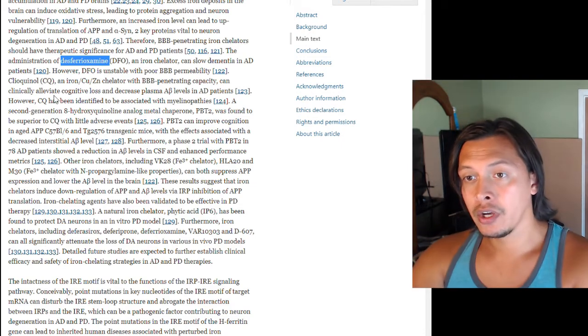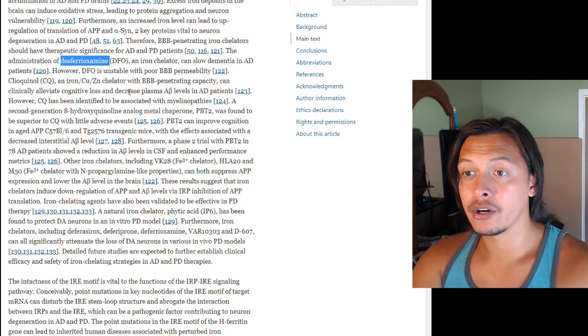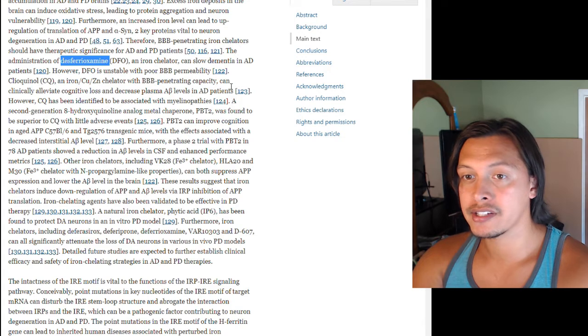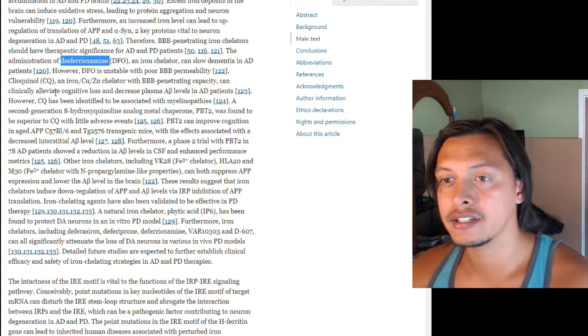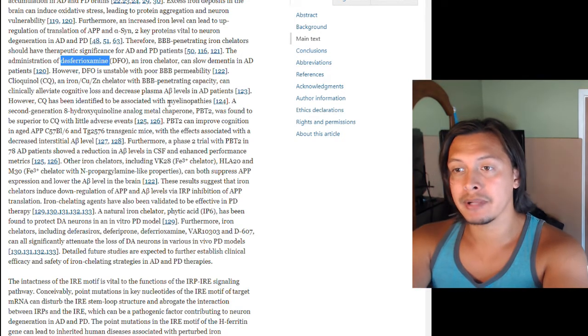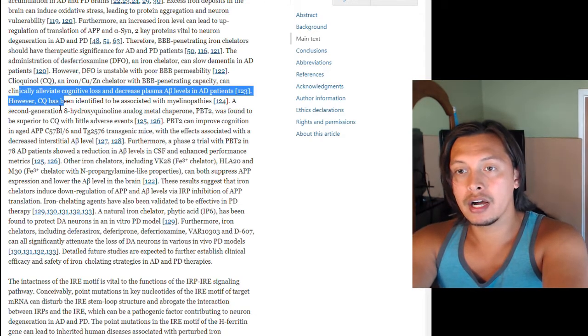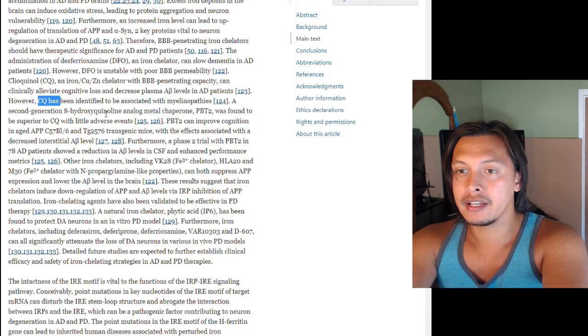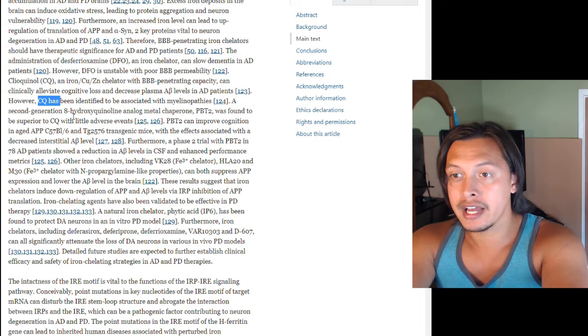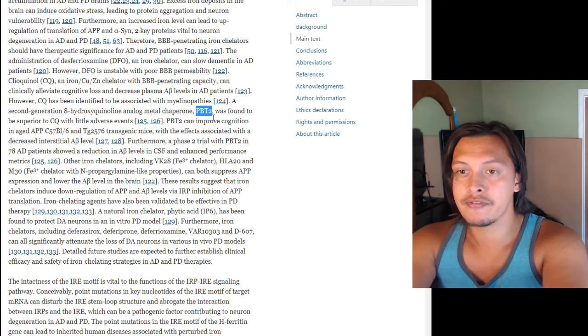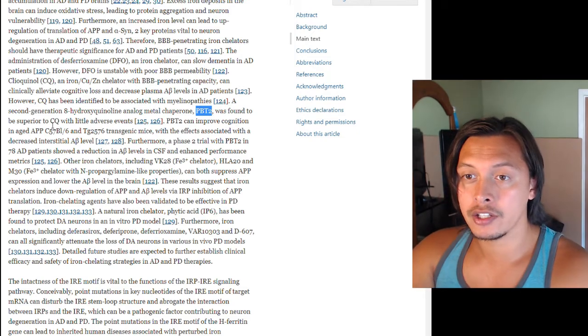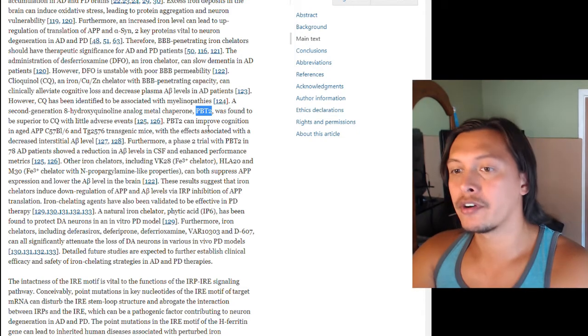So clioquinol, which is an iron, copper, and zinc chelator with BBB penetrating capacity, can clinically alleviate cognitive loss and decrease plasma amyloid beta levels in Alzheimer's disease patients. However, clioquinol has been identified to be associated with myelinopathies. A second-generation 8-hydroxyquinoline analog, metal chaperone PBT2, was found to be superior to clioquinol with little adverse events.